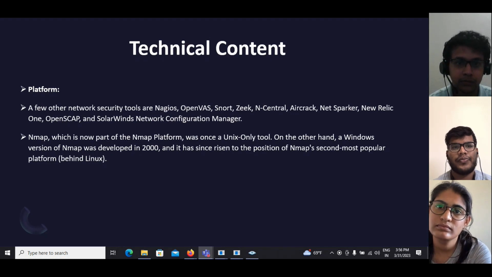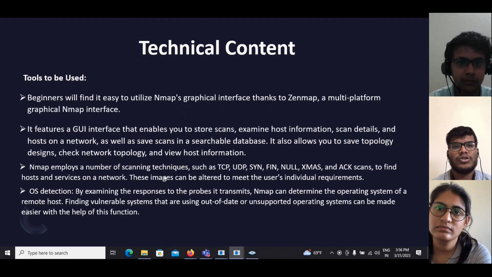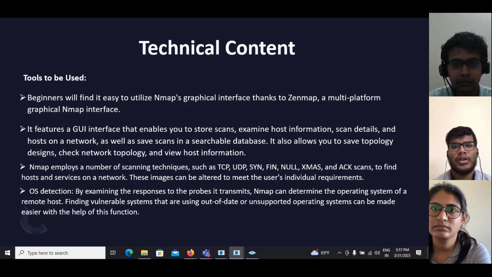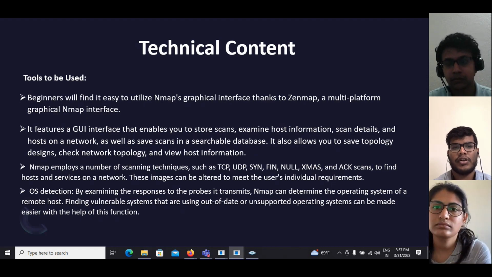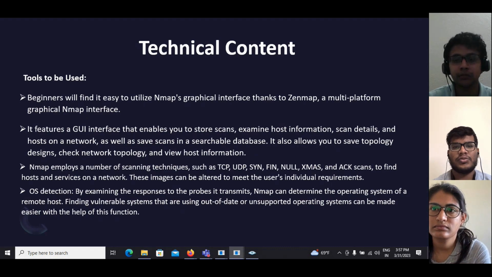Can you go to the next slide, Amrish? Yeah, the tool that we used in Nmap is beginner friendly and easy to use. For beginners who like to start with graphical user interfaces, it is easy to use. It features a GUI interface that enables you to store scans, examine host information, scan details, and hosts on a network, as well as save scans in a searchable database.